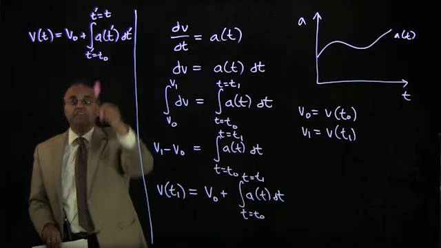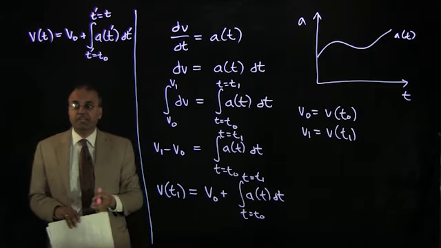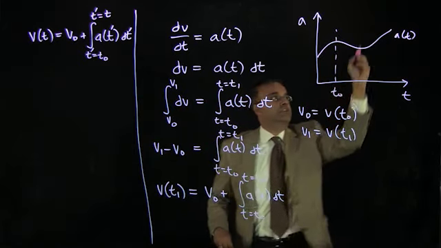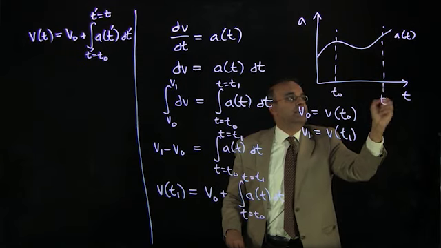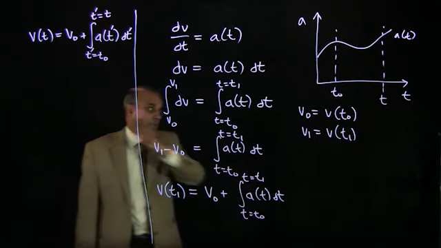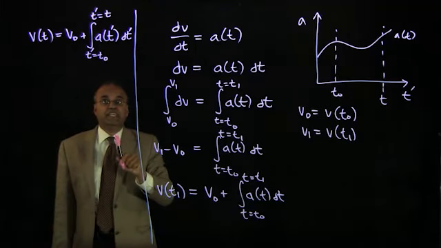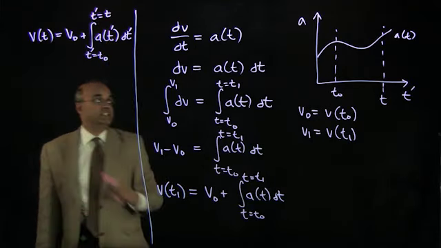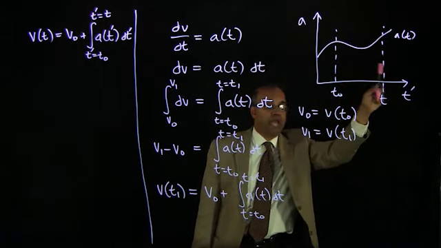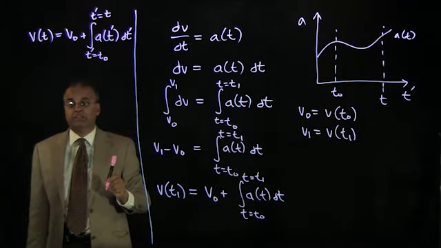t prime here is the integration variable. It's a placeholder. Remember, the definite integral represents an infinite sum of rectangles between a time t naught and a later time t. And this variable t prime is taking every value from t naught to t. So t prime is representing the running time variable for all of our strips that we're adding up over this definite integral. So it's a placeholder variable. We sometimes call it a dummy variable.